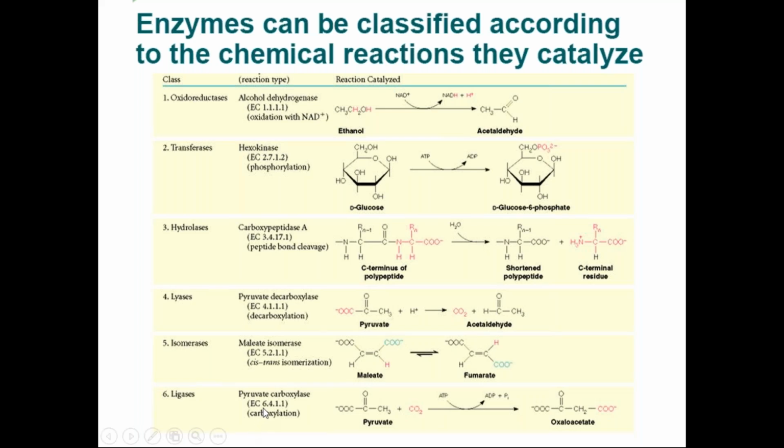So you have pyruvate carboxylase, where pyruvate is converted into oxaloacetate, and this is a carboxylation reaction. So the ligases make the bond. Excuse me, I said lyases make the bond, but they actually break the bonds. And here the carboxyl group, it's a decarboxylation, it breaks the bond. So lyases break the bonds.